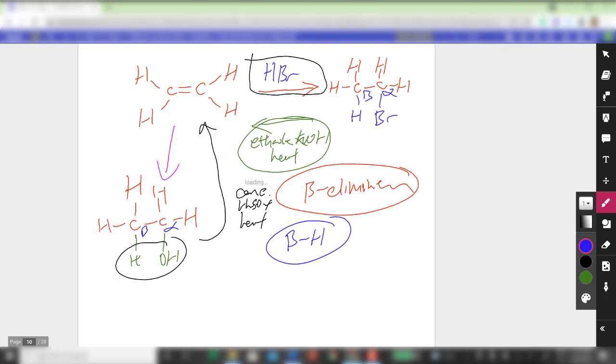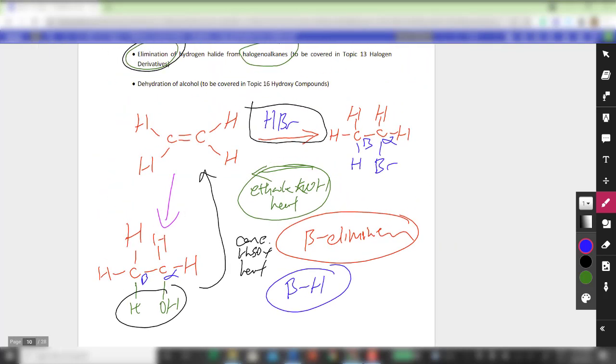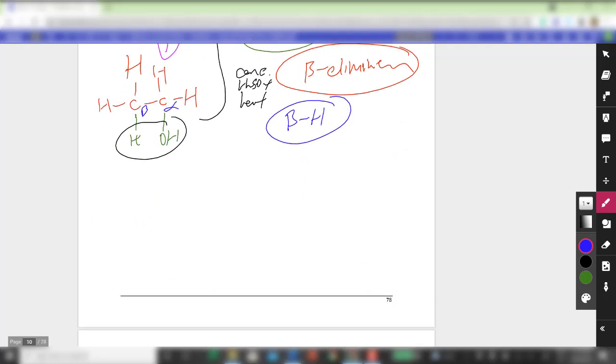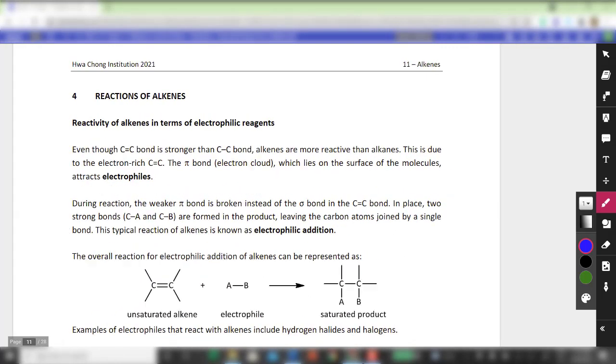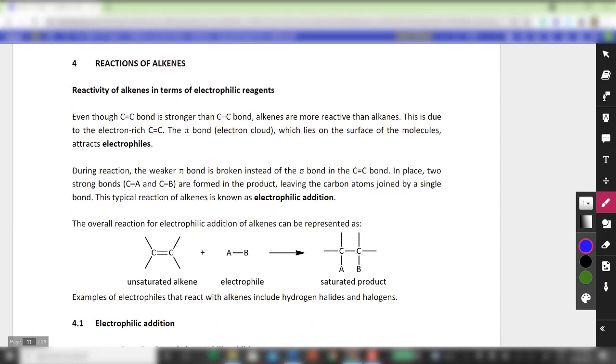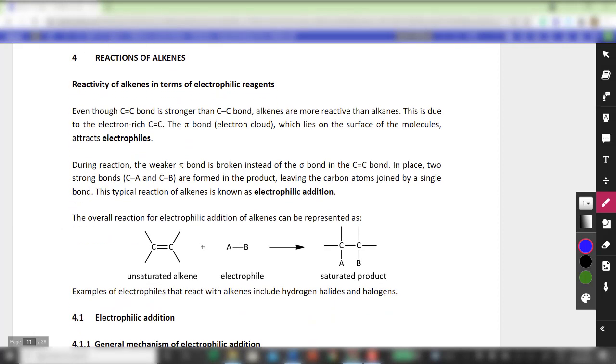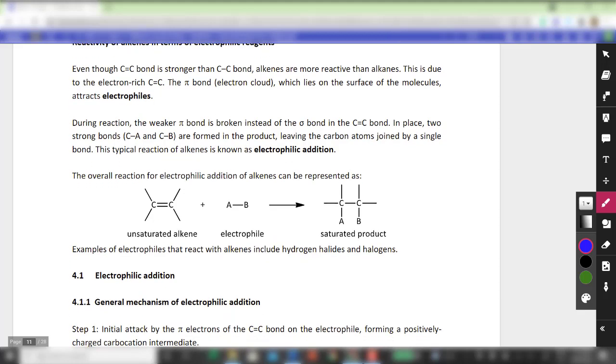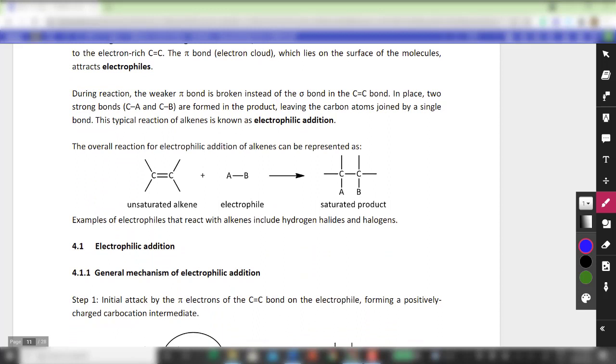Anyway, please look forward to learning them next year. It's going to be a lot more interesting as compared to what you're learning now. We're going to move on to the next part on alkenes, which is our focus in this chapter, which involves the reactions of alkenes. In a very simple fashion, I'm just going to introduce to you what we call electrophilic addition.